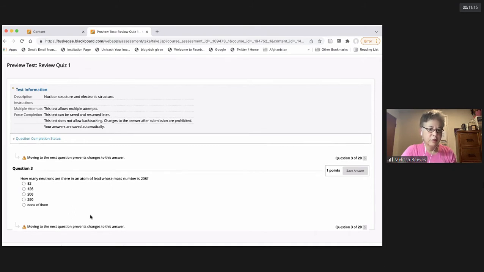Whew, I can't do this one without a periodic chart. How many neutrons are there in an atom of lead whose mass number is 208? I think that lead is element 82, but I have to pull up my periodic chart to see.